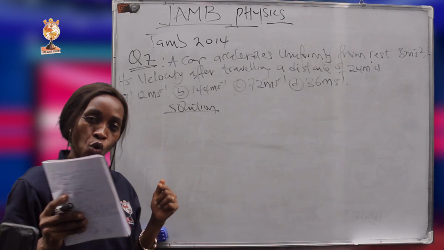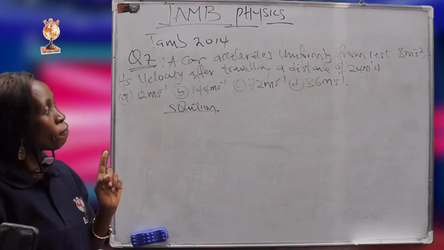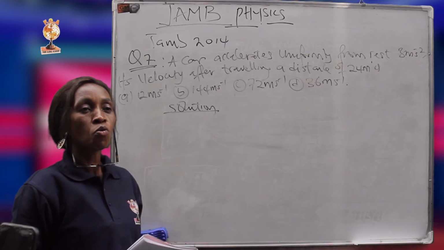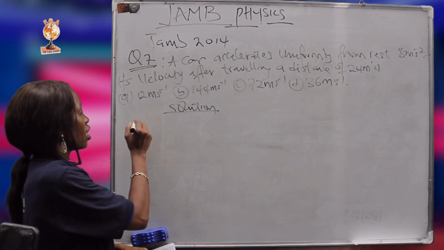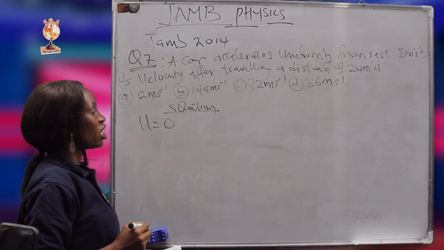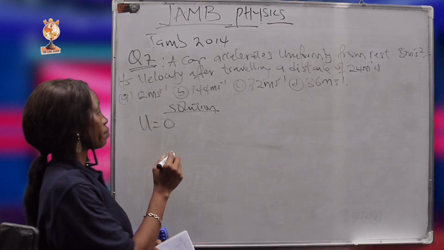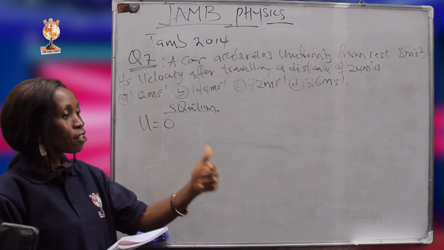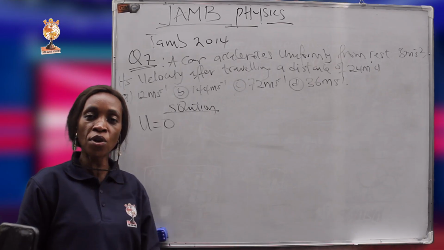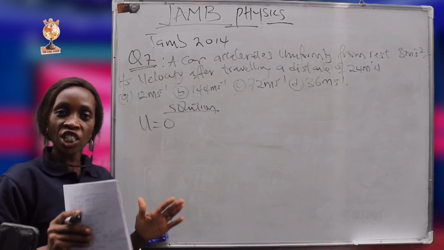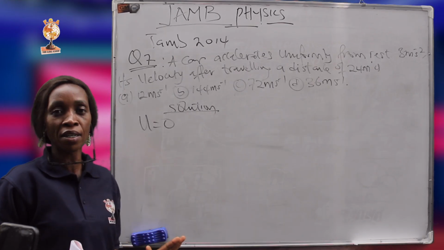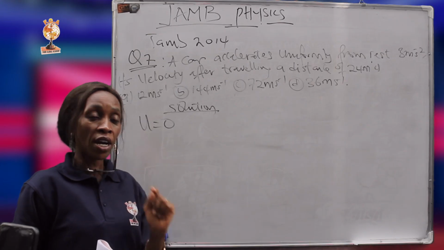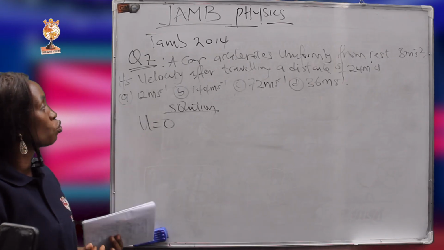Now understand the question. It says a car accelerates from rest. In other words, which means your U, which is your initial velocity, is 0 because it is starting from rest. Once the body is starting from rest, the velocity of that body initially is 0 automatically. So U is equals to 0.